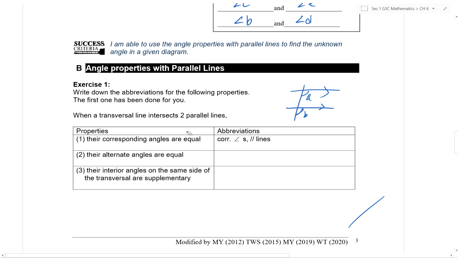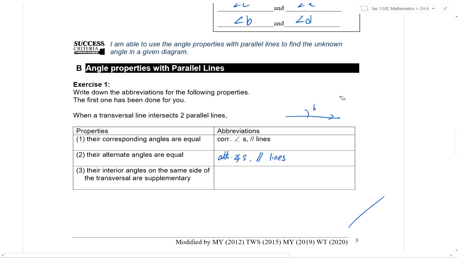So the next one, alternate angles. So alternate angles, they tend to be found when there is a letter Z looking like this. So this angle A and B, they are equal also. When we use this property, we will write the abbreviation ALT for alternate angles with a comma, then we include parallel lines.